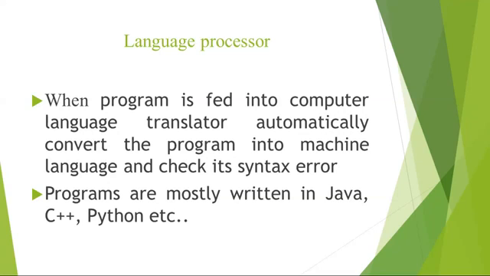Mostly programs are written in Java, C++ and Python. These are basically computer languages in which computer programs are written. Mostly users write the program in a high level language that is understandable by a human. So all the programs written in high level language need to be converted. We can say that a language processor translates the program written in a high level language into machine language that is understandable by the computer easily.